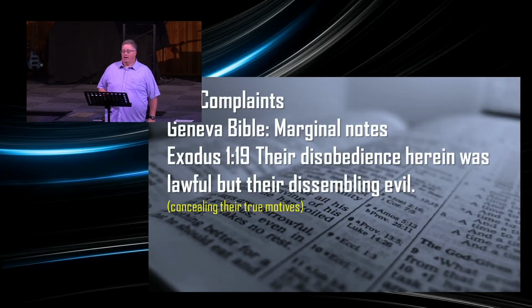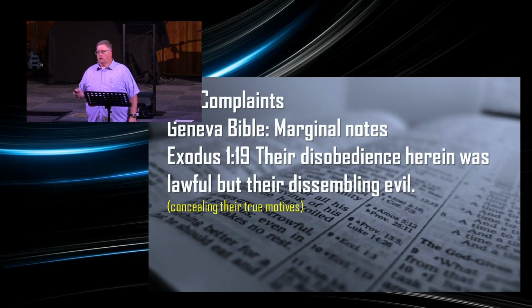And of course, the Geneva Bible, that's the Bible that came over on the Mayflower. It was popular among the people. We talked about it last week. The king didn't like the Geneva Bible because of the marginal notes. And his main complaint about the marginal notes was that the translators in their marginal notes made it sound like it was okay to disobey the king.